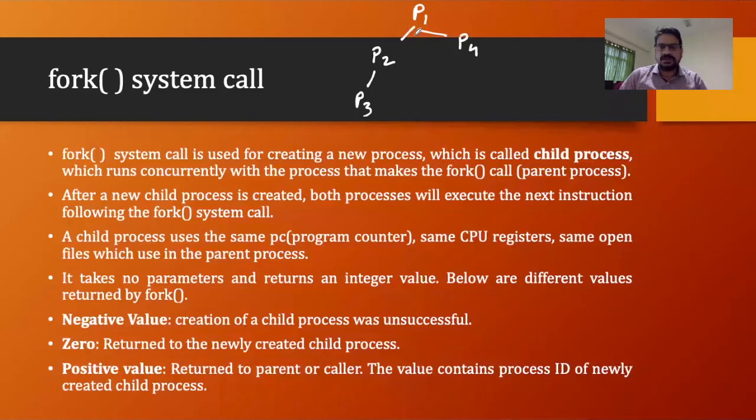The next fork will be executed again by every process. P1 will execute that fork, so another process will be created, let's say P5. P4 is executing it, so another process will be created, let's say P6. P3 is also executing, so another process will be created.